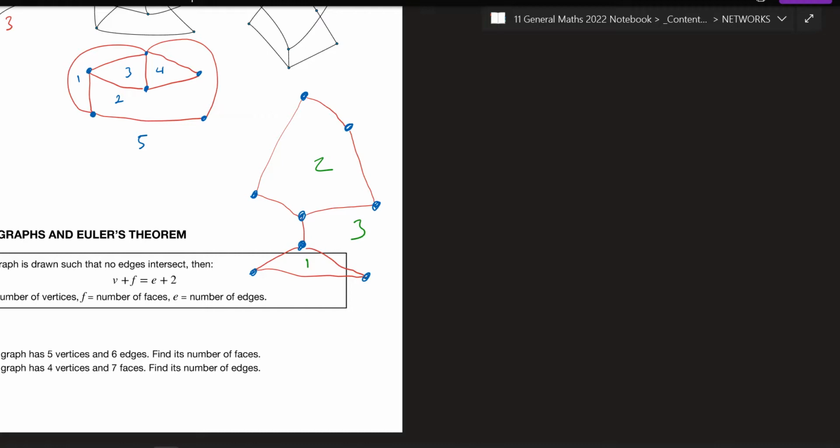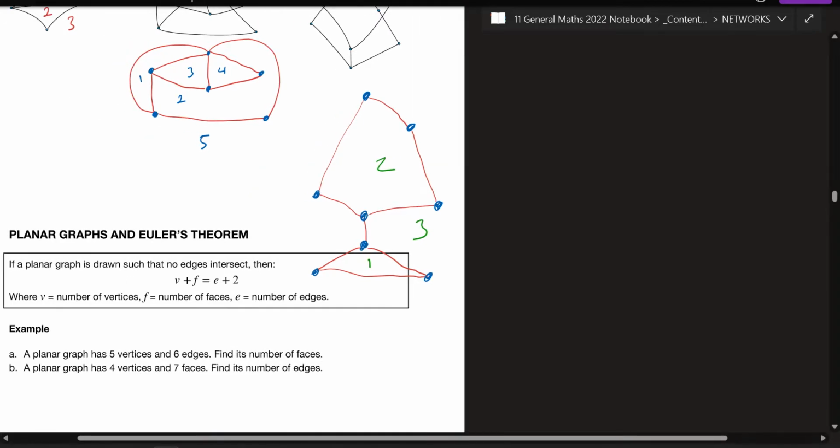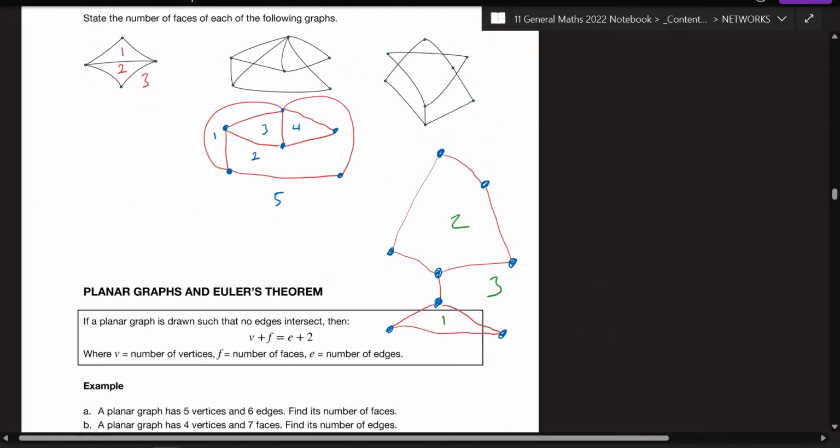So I think the hard part for me as a teacher is I have to look at your drawing properly and then actually count. All right, he's done it correctly. But as long as, again, you're adhering to the rules that we give you. So that will have 3 faces.